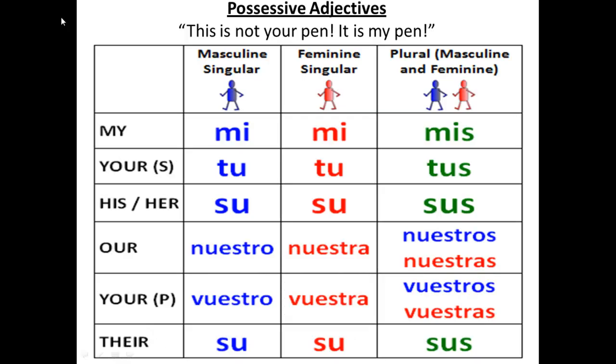Here we see a quick recap of possessive adjectives. This is not your pen, it is my pen. Notice the presence of the words your and my indicates who is in possession or owns the pen. And here we see them in Spanish. Remember, it is the gender and number of the noun which indicates which possessive adjective you use, and not the gender and number of the person or people who own it.